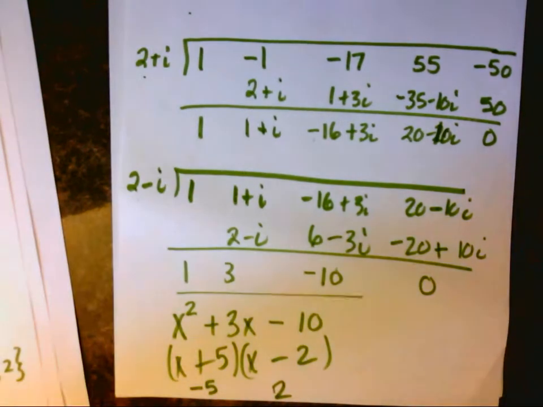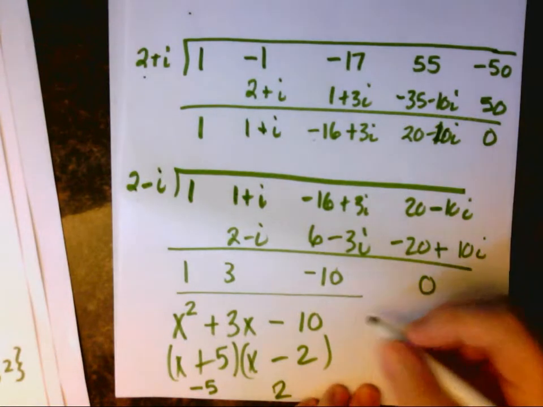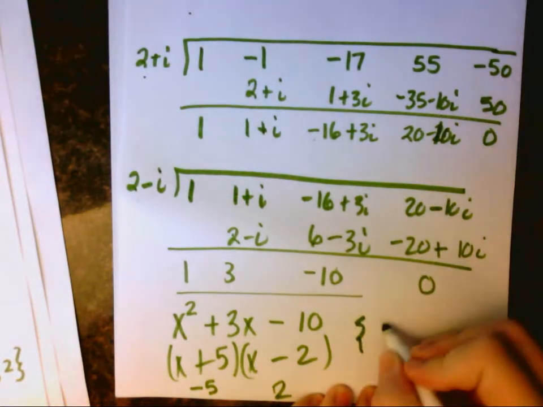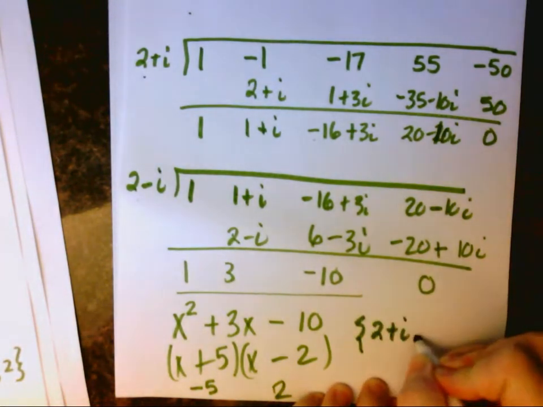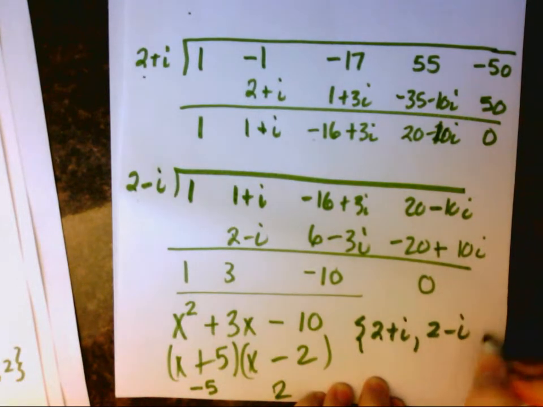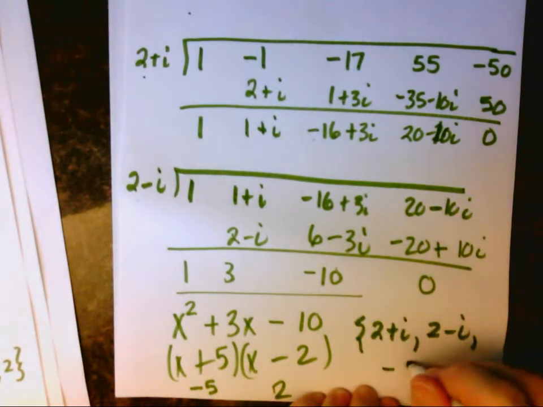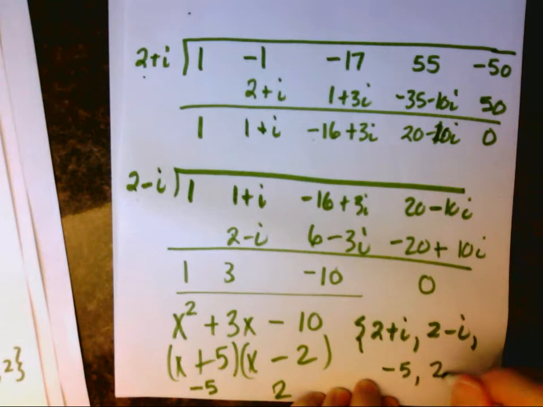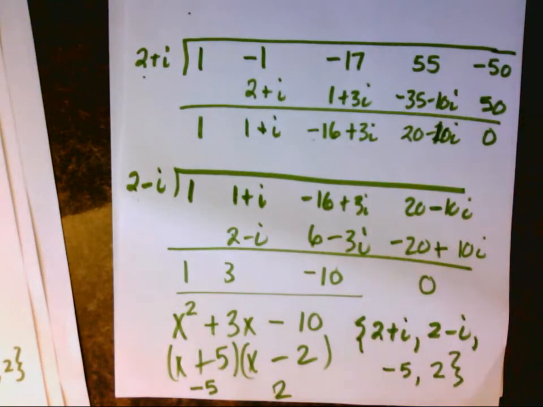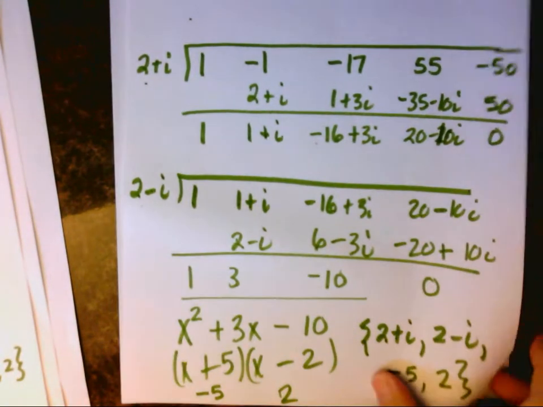So the question said, what are the zeros? Always make sure you answer the question when you're done. 2 plus i is a zero. 2 minus i is a zero. Negative 5 is a zero. And 2 is a zero. Okay, that's the set of zeros for this problem. And there's no surprise here that we have 4 of them, right? Because it was a fourth degree equation, which means we could have at most 4.